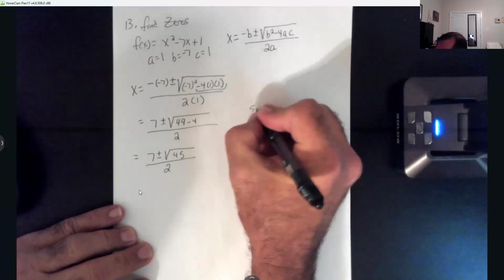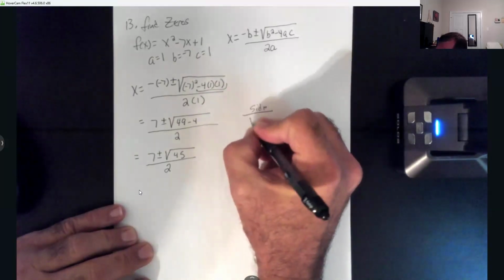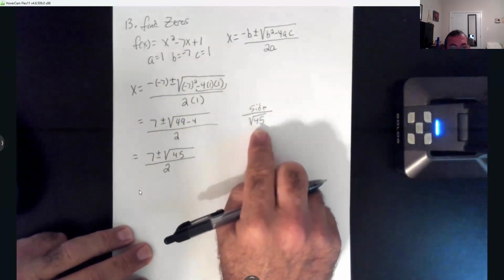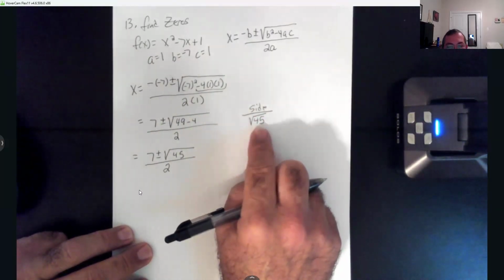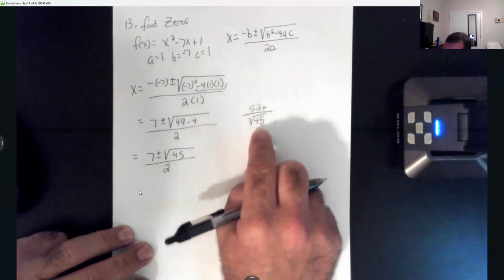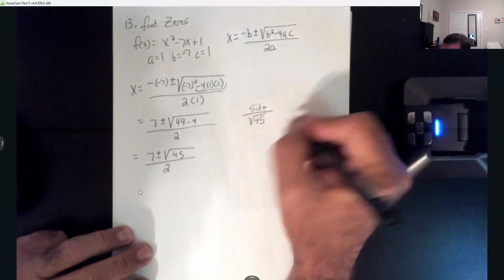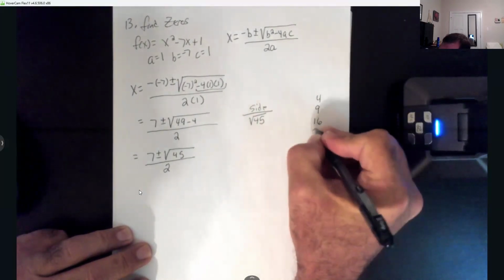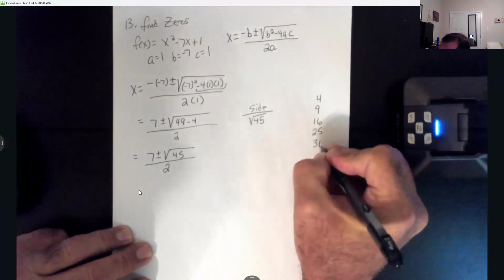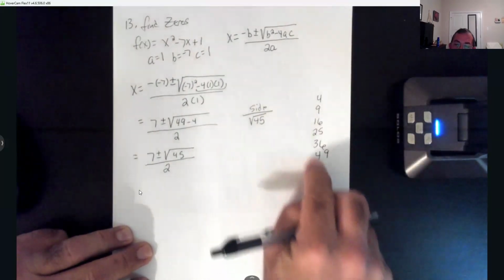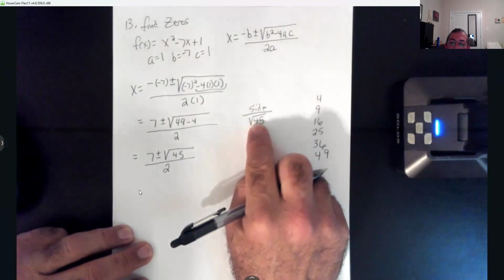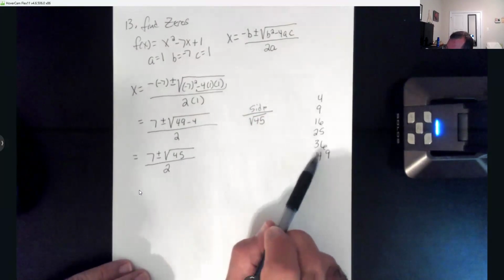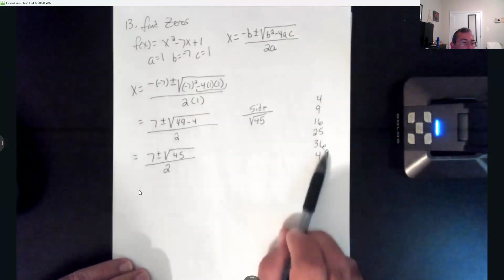So the only way I could go further is if I can simplify that square root. Remember, to simplify a square root, it's got to be divisible by one of these perfect squares. And 49 is too big, because there's only a 45 under there. So the question is, is 45 divisible by any of these?